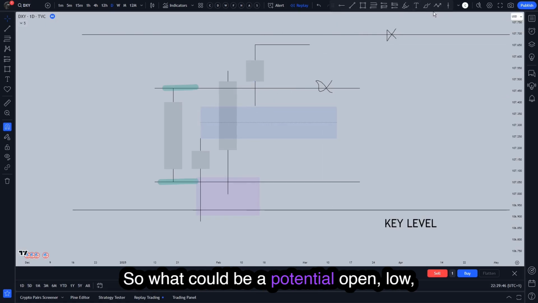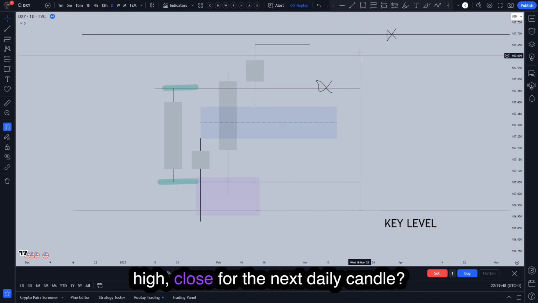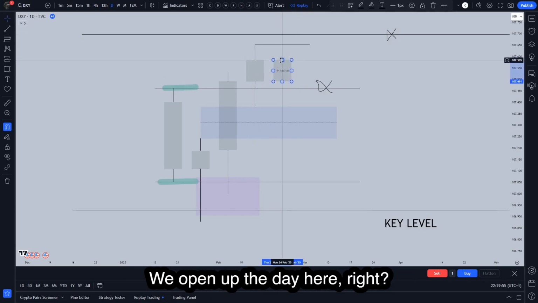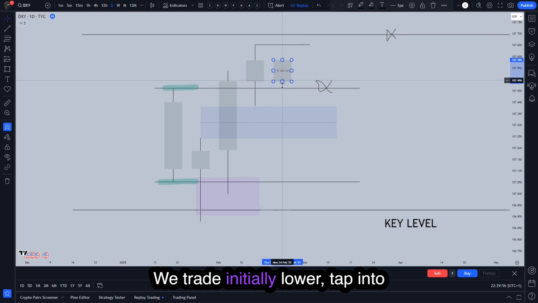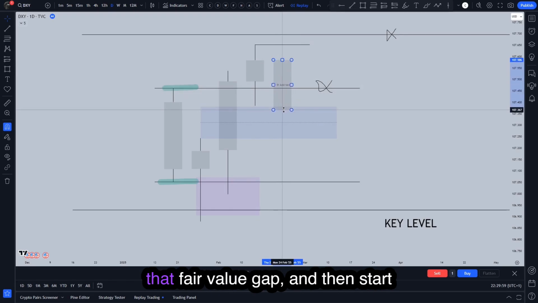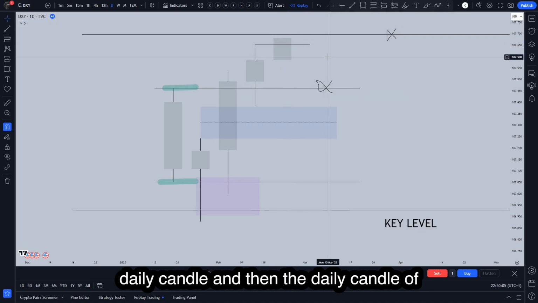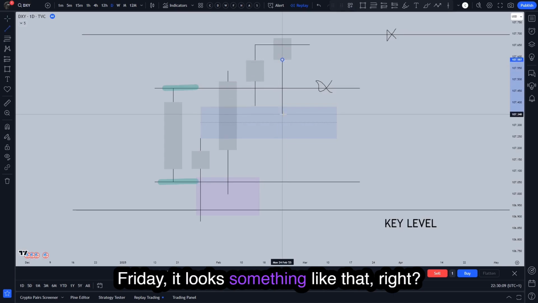So what could be a potential open, low, high, close for the next daily candle? It could be something like that. We open up the day here, right? We trade initially lower, tap into that fair value gap, and then start the expansion into the final target, and then close the week and also the daily candle. And then the daily candle of Friday would look something like that, right?